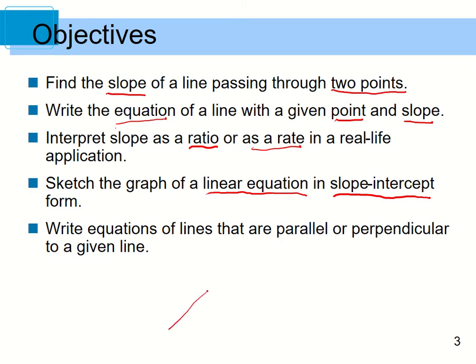When we have a line, let's say this is L1. We want to know how to write the equation for the line that is parallel to L1. So this line is parallel. And how to write the equation that is perpendicular. Perpendicular means that the line forms 90 degrees with L1. So this line is perpendicular. We are going to learn how to write the equation for the parallel line and also the perpendicular lines. So these are the 5 objectives that we are going to do in this chapter.